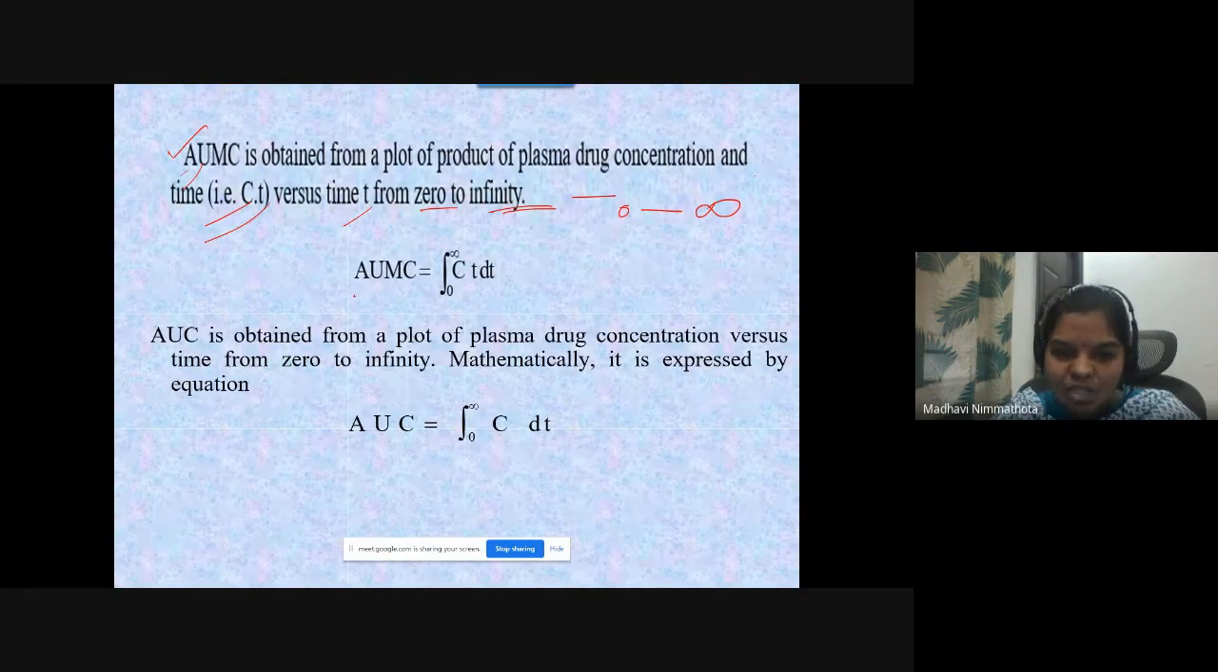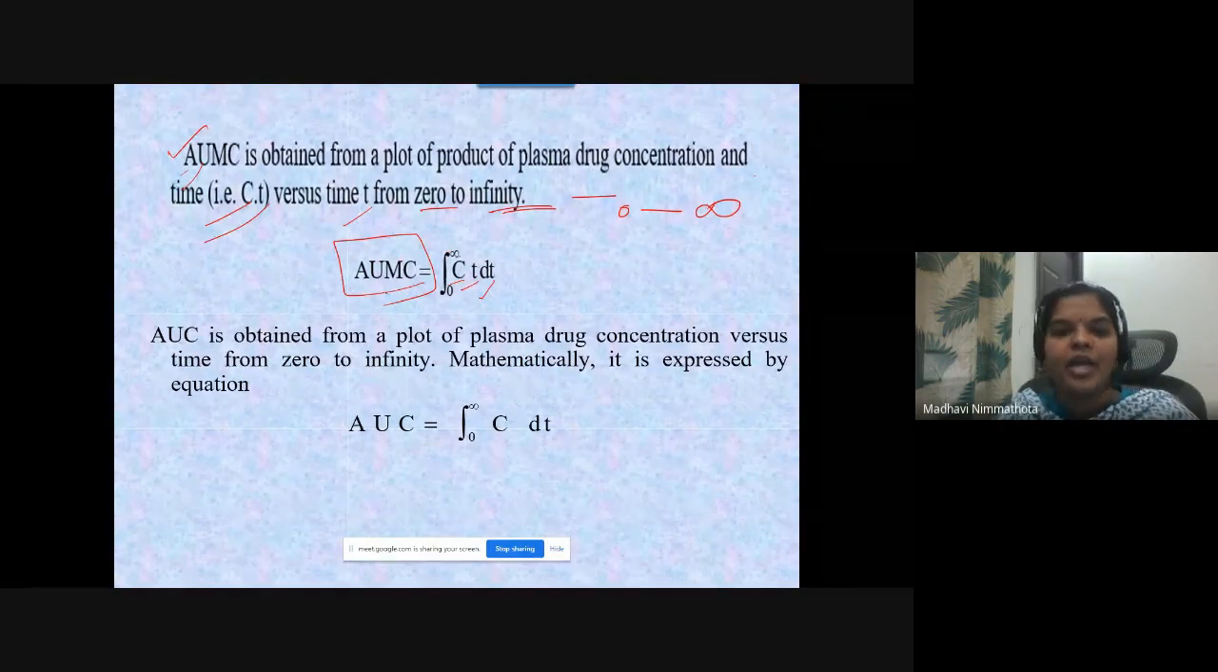So your equation will be: AUMC is the integration from 0 to infinity of t C dt. This first moment curve is traveled along with the plasma drug concentration along with the time. The time will be from 0 to infinity, so your drug molecules will get transferred from time 0 to infinity.